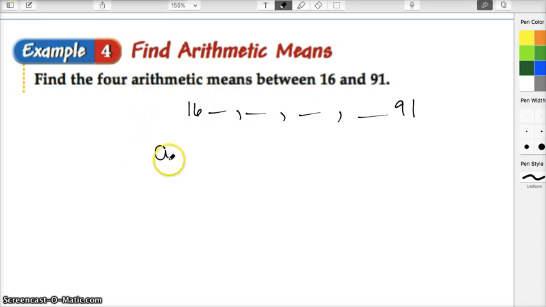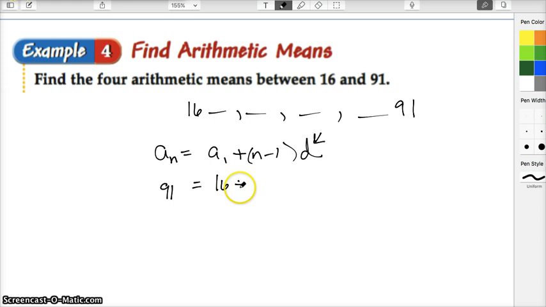So here's our formula again. A sub n is equal to the first term plus n minus 1, by the time we finish this, you guys should have it memorized, times d. All right, and so we really want that common difference. That's important to us. So the first term we have is 16. The nth term, 1, 2, 3, 4, 5, 6. So that's the sixth term. The sixth term we have is going to be 91. So me saying that that's the sixth term just helps me right here where I'm putting in that n value.